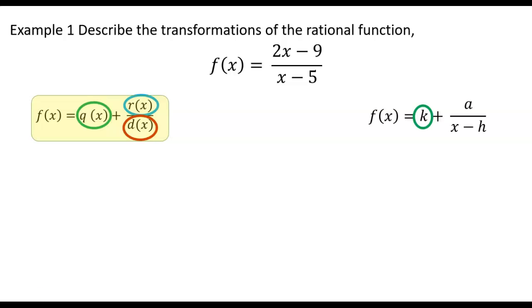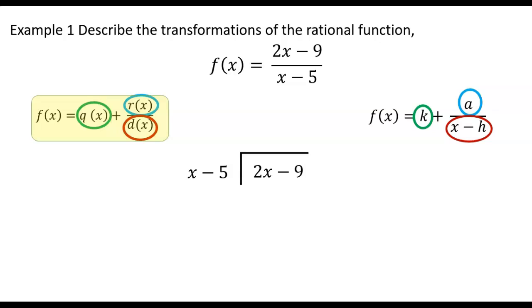k corresponds to q of x, or the quotient. a corresponds to r of x, or the remainder. x minus h corresponds to d of x, or the divisor. So let us rewrite f of x equals (2x minus 9) over (x minus 5) in the form f of x equals q of x plus r of x over d of x using division. So let's divide 2x minus 9 by x minus 5.